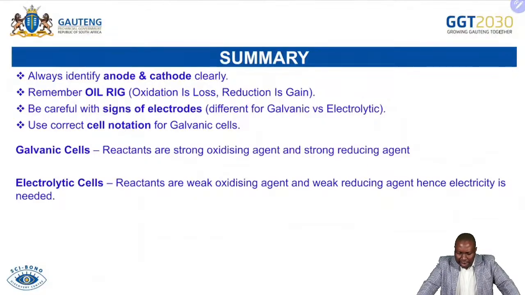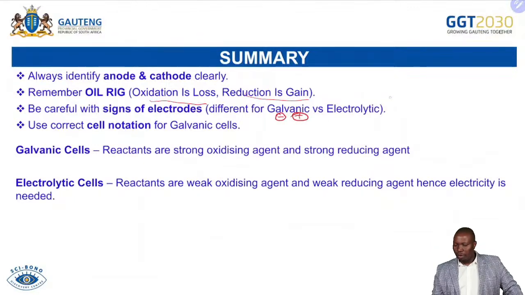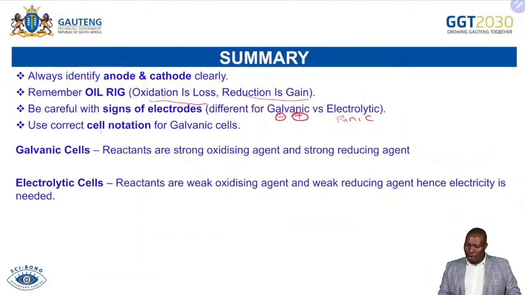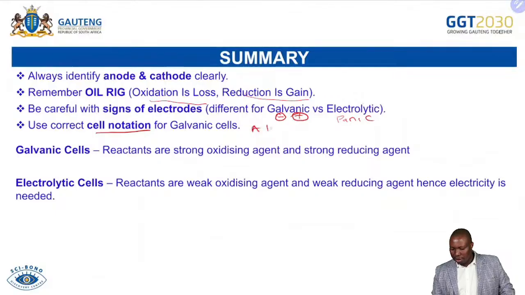So you're able to do that, and then I just do the summary to say always identify the anode and the cathode clearly. Always remember OIL RIG. We are saying oxidation is loss and reduction is gain. Be careful with signs of electrodes. Remember for a galvanic cell, we said anode is negative and cathode is positive. When you go to an electrolytic cell, don't panic. Positive becomes anode, negative is now cathode. And always use correct cell notation. Remember we said A, B, C. You will write the anode, the salt bridge, and then the cathode.